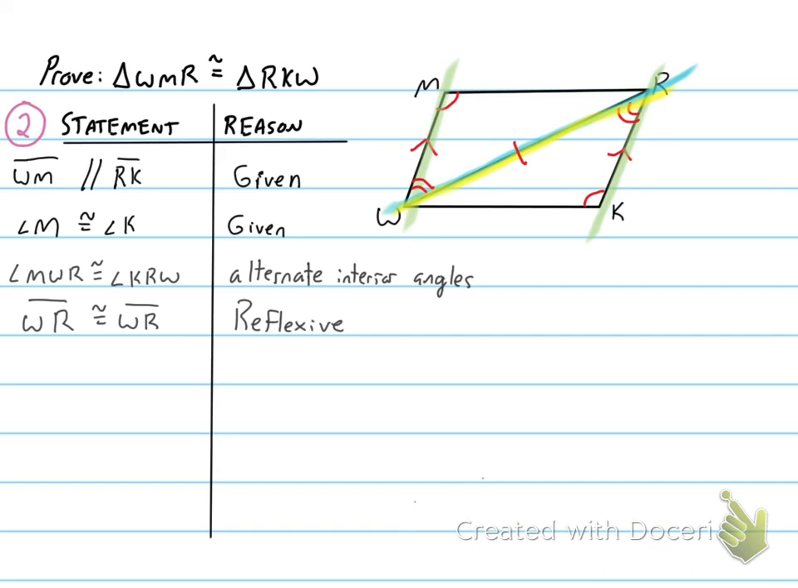Now I have two angles marked congruent and a side, but notice here I have an angle, and the side's on the outside of it. It's not sandwiched in between anymore. So I would say that triangle WMR is congruent to triangle RKW by angle, angle, side.